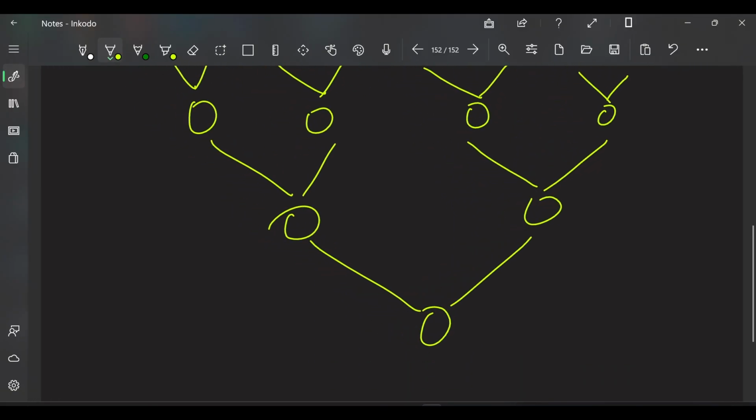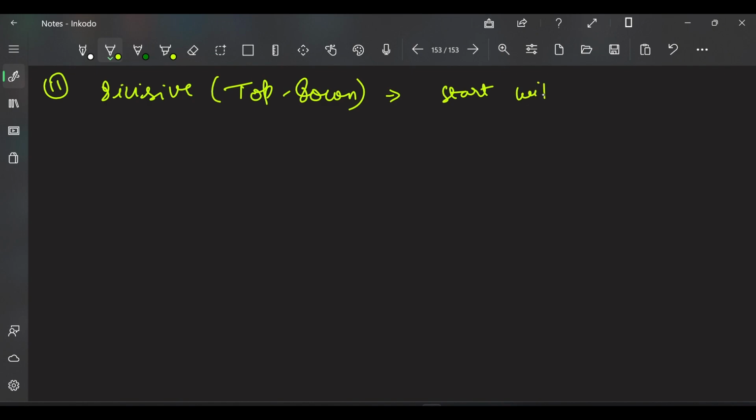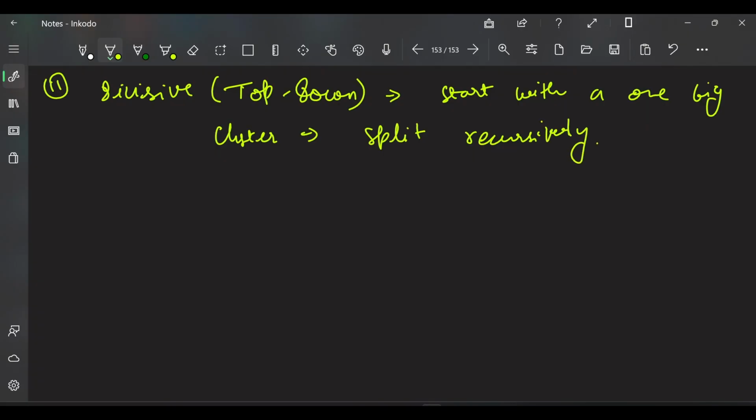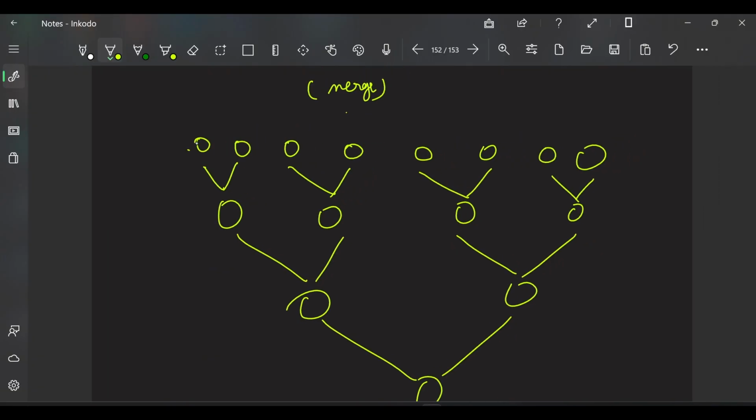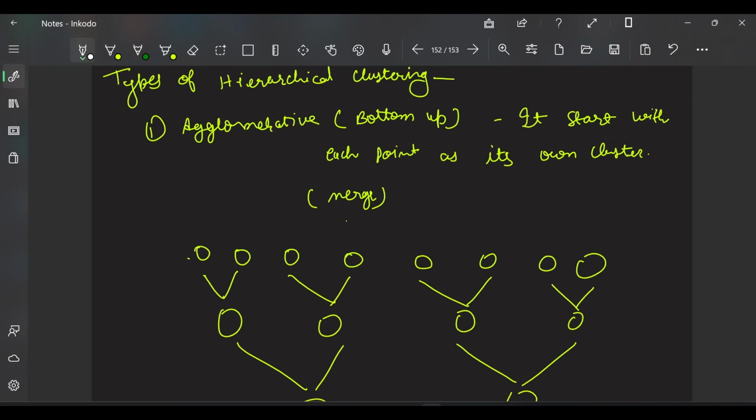The next one, let me go to the second page, is divisive, which is top-down. It starts with a very big cluster and splits it recursively. In the bottom-up approach we were merging small parts to get to the higher one; in the top-down approach we do just the opposite.